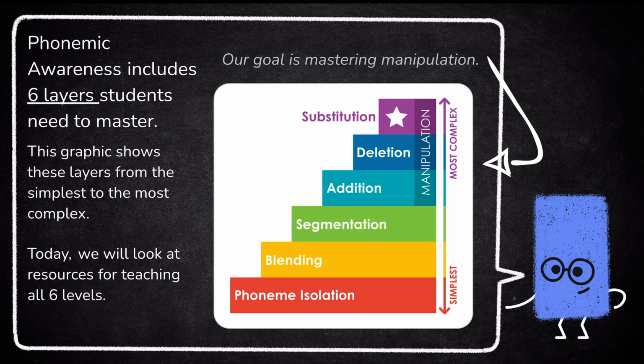So within phonemic awareness, there are 6 layers that students need to master. They get more and more difficult. So starting at the bottom, the simplest in the red, we have phoneme isolation. That's simply being able to identify individual phonemes. And from there, we move up to blending, segmentation, addition, deletion, and substitution, which is showing that students are able to manipulate the sounds. So today, we're going to look at resources for teaching all of these levels.